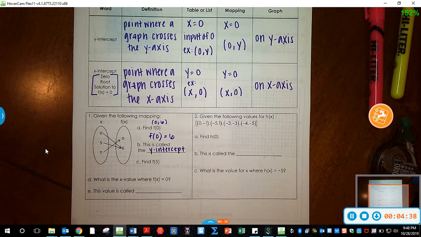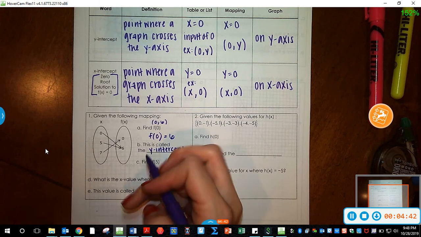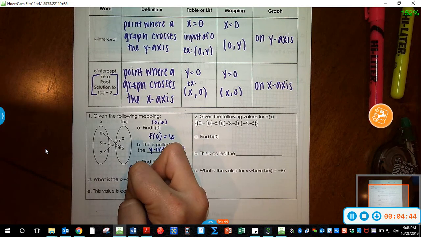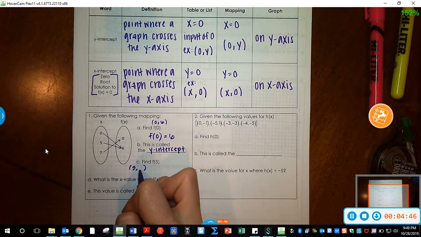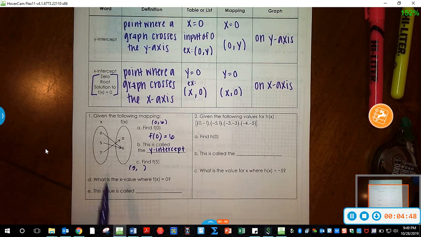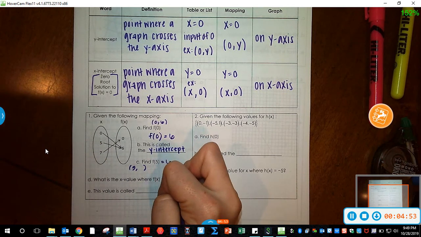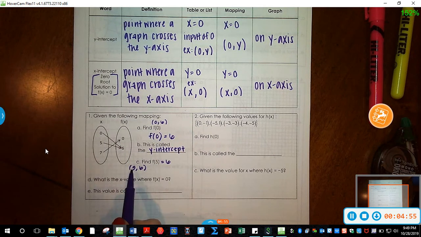Okay, now they're saying below f of 5. This is really saying my x is 5, what's my y? So I go to my table, 6. So when my x is 5, my y is 6.